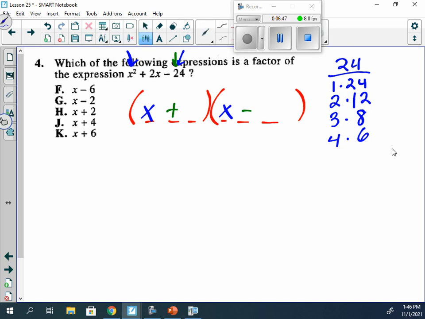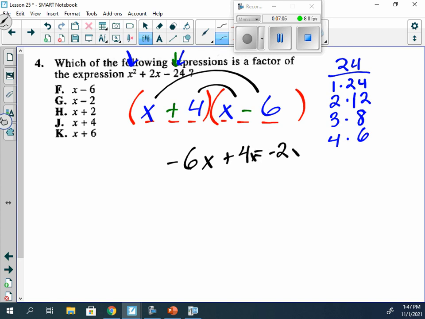4 and 6. And the last thing we need to do is to check it. x times negative 6 would be negative 6x. 4 times x would be plus 4x. And negative 6x plus 4x would be negative 2x. Is that what we wanted?